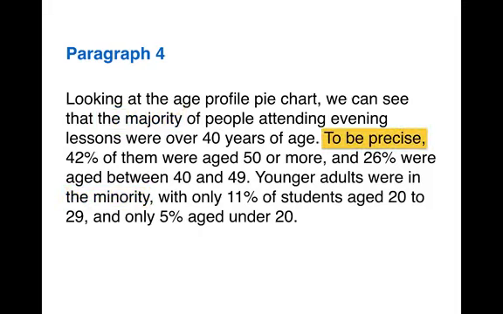And also, again, just as in paragraph 3, we had a number on the end of a sentence using comma with. If you look at the beginning of that sentence, starting with the words younger adults were in the minority, you could stop the sentence there, it's a full sentence. But if you want to add the number on the end, comma with, only 11% of students aged 20 to 29 and only 5% aged under 20.